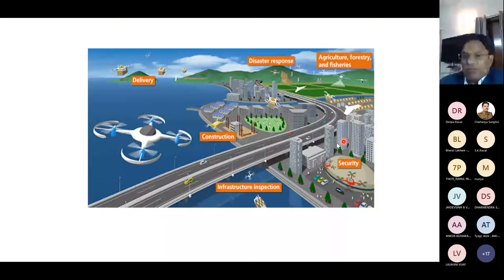Then there is a drone here which will respond to disasters. In case some disastrous activity is taking place, it will immediately respond. Then there's a drone here monitoring agriculture, forestry, and fishing activity. There are drones here delivering items, carrying transport and goods with them. So different roles are there in the urban environment.